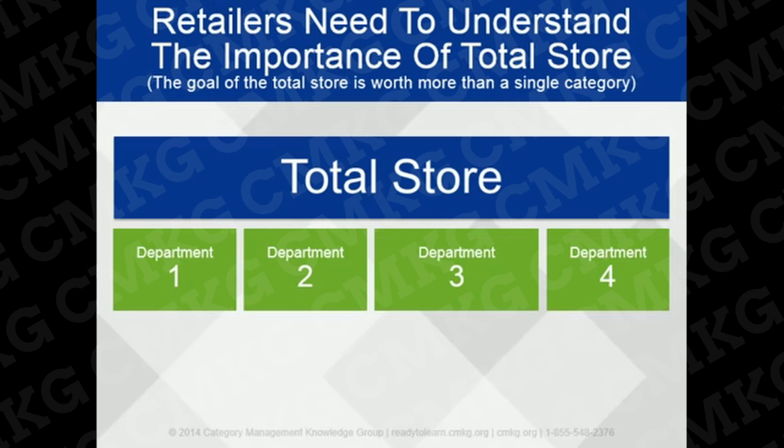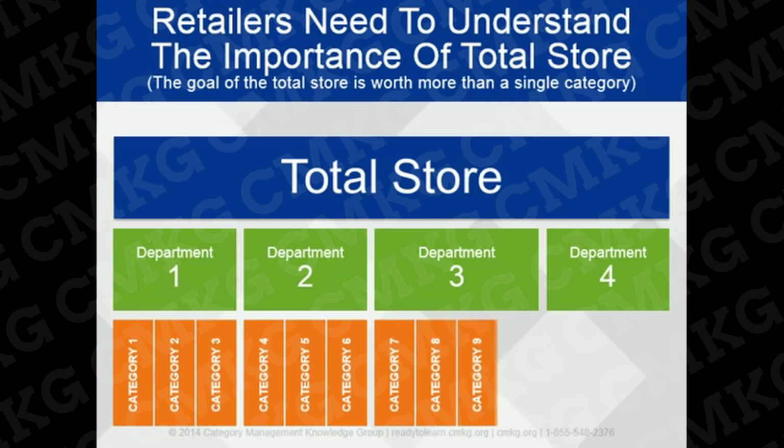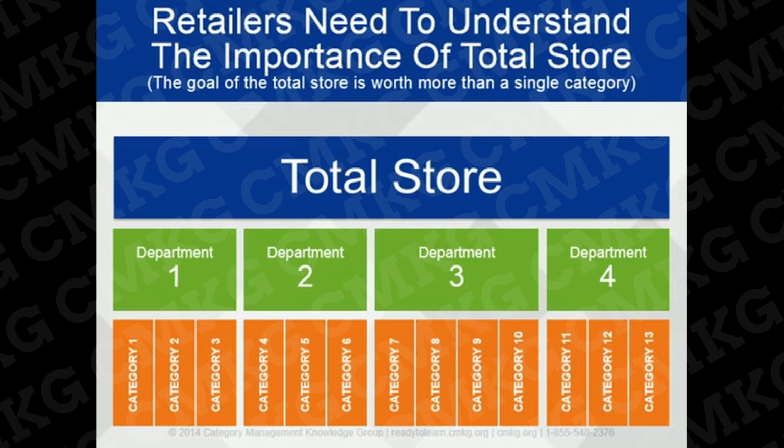Determining category roles must support and complement the retailer's overall strategy. Retailers need all categories to play a role and to work together to achieve overall store objectives. Even though each category has a different role to play and each category is its own business unit, we must always remember that the goal of the total store is worth more than a single category.